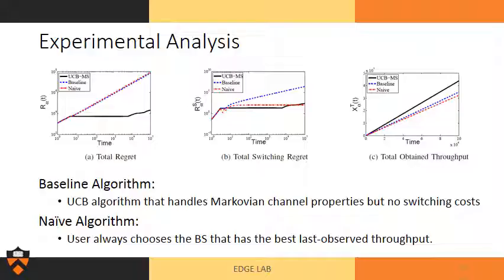And one might ask, well, why exactly is that? Why is it that UCB-MS, which puts additional restrictions on when you can switch between base stations, can get a better throughput than something that might not have that constraint at all, such as the baseline algorithm? And the answer to that resides in the fact that we use a much tighter Chernoff bound than the example we found for the baseline algorithm, therefore allowing us better throughput.